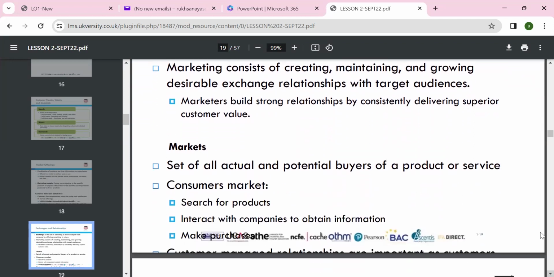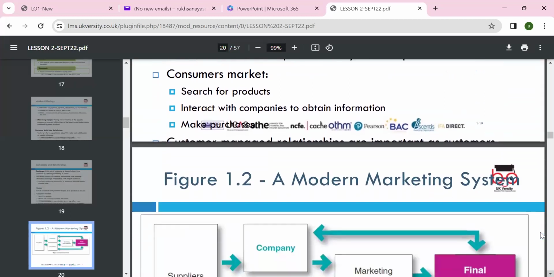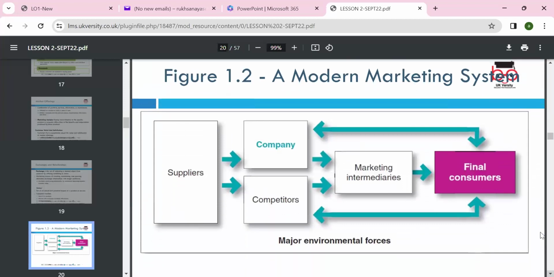Okay, so a market is the set of all the actual and potential buyers. We can find how many customers, potential buyers, we have. In the consumer market, they search for the product and interact with the companies to obtain the information and the product. So we can look around the modern marketing system.